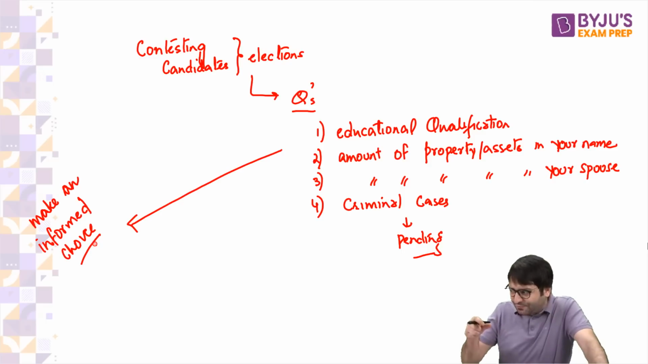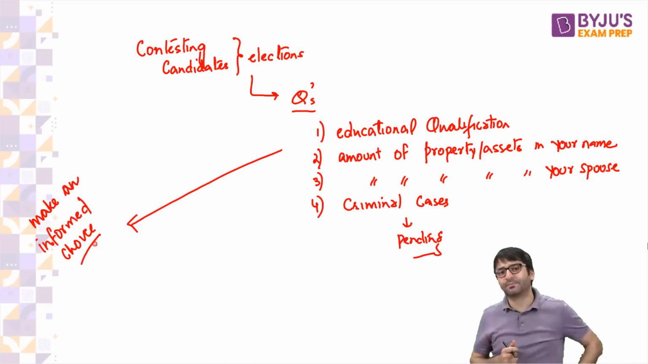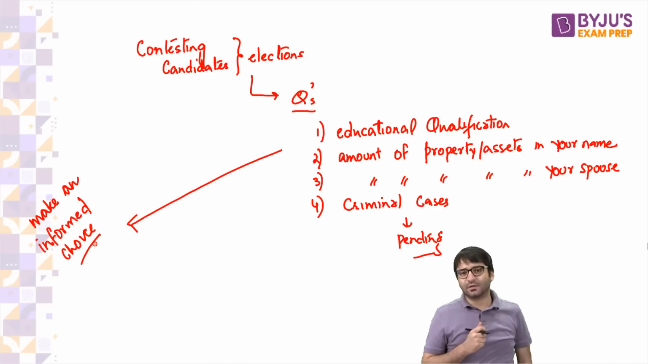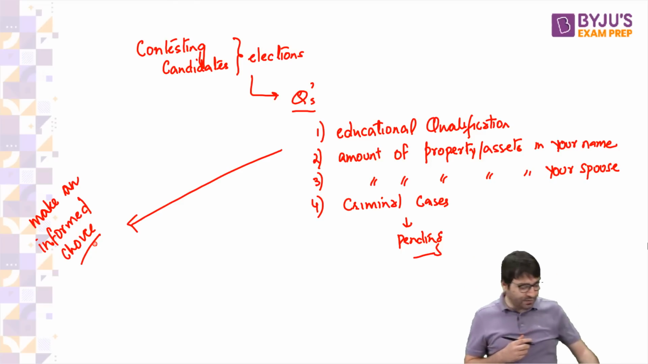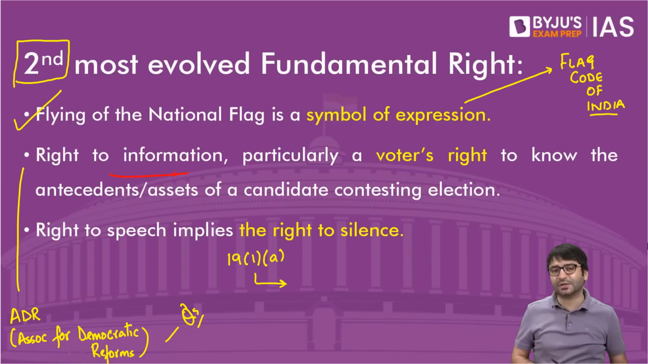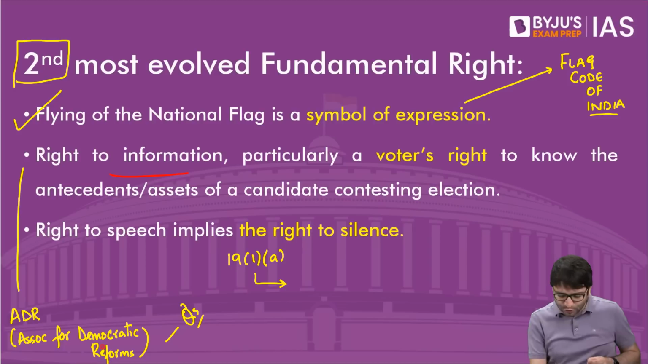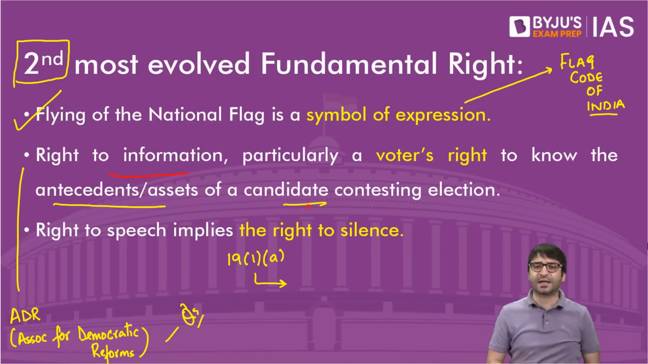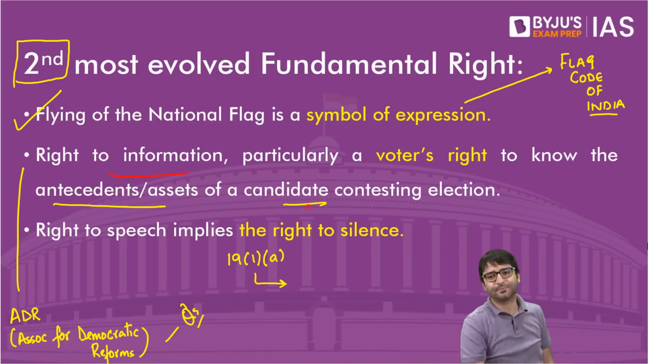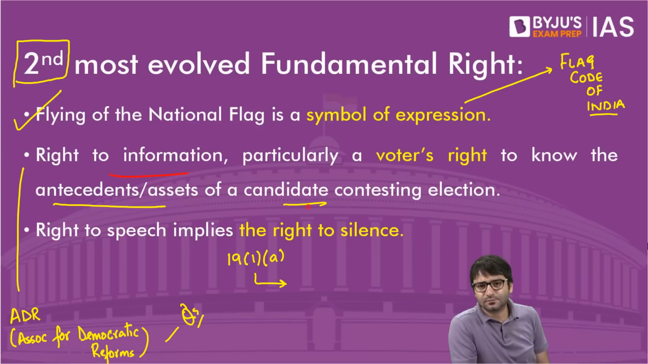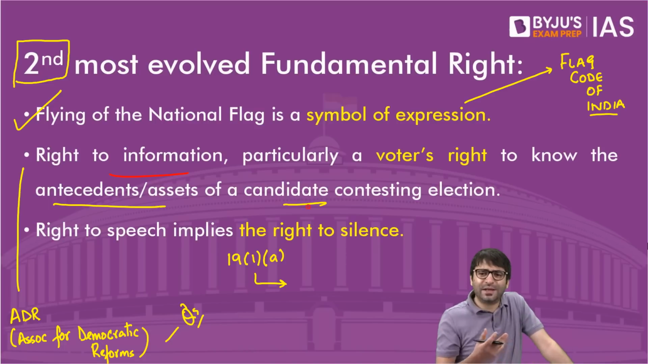So on the basis of that information, people can make an informed choice as to who is the best candidate to represent their constituency. Supreme Court said this right of information, particularly a voter's right to know the antecedents and the assets of a candidate contesting election, this is your fundamental right. Article 19(1)(a) was an innocent looking article. Freedom of speech and expression. Say whatever you want to say, express whatever you want to express, that is your fundamental right.